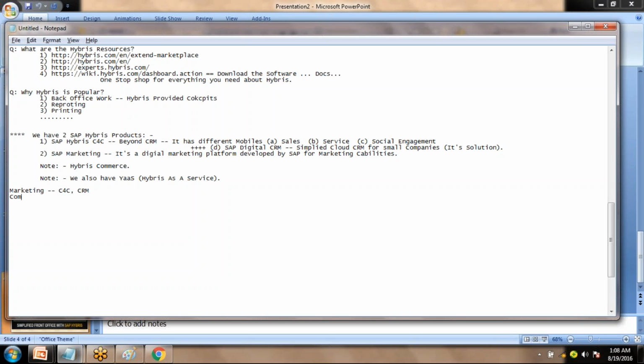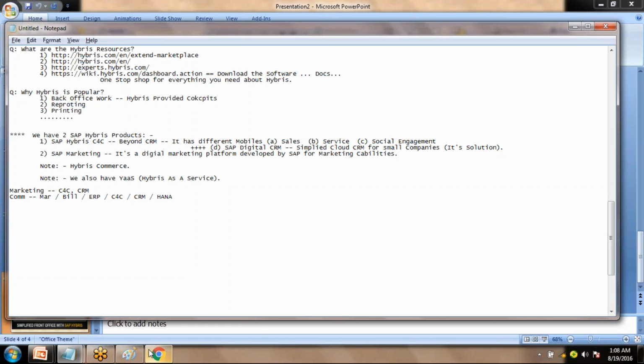Then let's take the commerce. Commerce, you can integrate with the marketing, you can integrate with the billing, you can integrate with ERP, you can integrate the cloud for customer, you can integrate with the CRM, you can integrate with the HANA. Like that, many integrations are possible. That's why SAP Hybris is powerful.